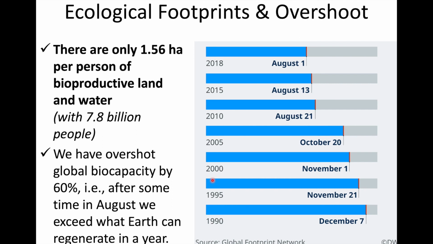We have overshot global biocapacity by about 60%. We can think of that in terms of what day of the year we might start to exceed what Earth can regenerate in a year. In the graphic on the right, you can see that the overshoot day has gotten earlier and earlier for the past 3 decades. That means we are collectively overshooting Earth's biocapacity more each year as a product of our increasing global population and our consumption patterns.